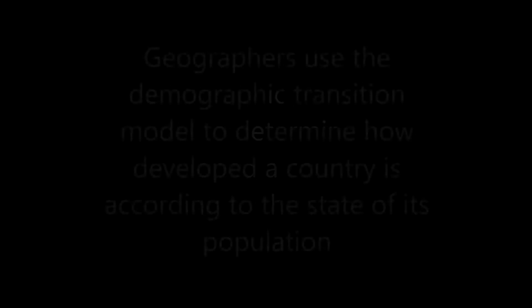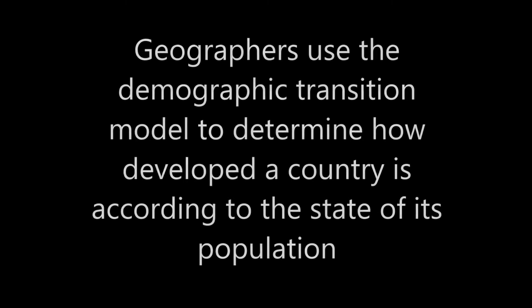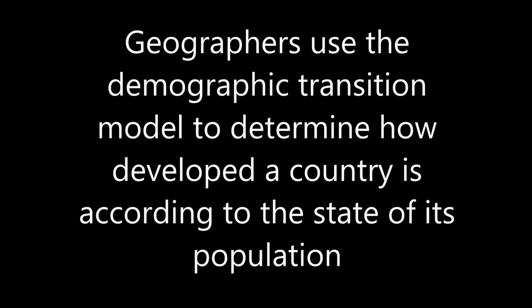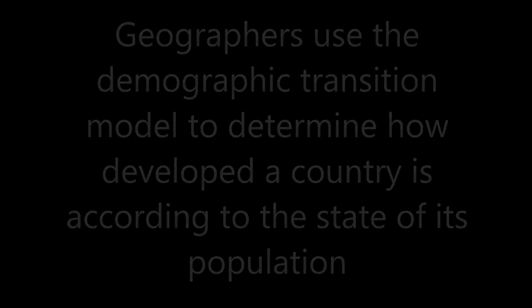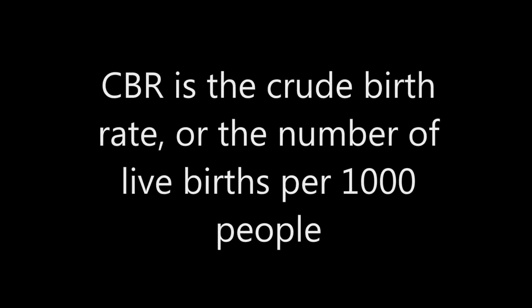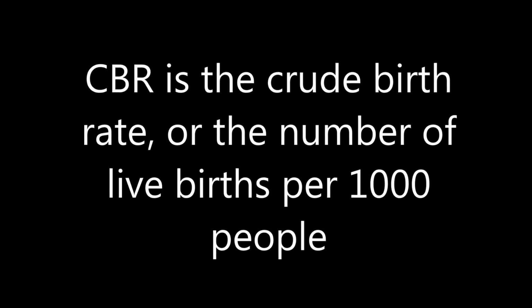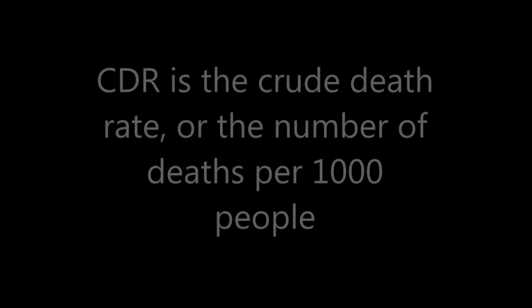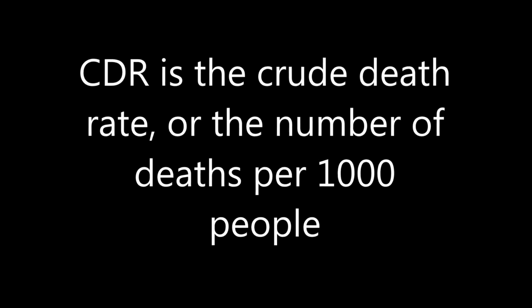The demographic transition model. Geographers use the demographic transition model to determine how developed a country is according to the state of its population. CBR is the crude birth rate, or the number of live births per 1,000 people. CDR is the crude death rate, or the number of deaths per 1,000 people.